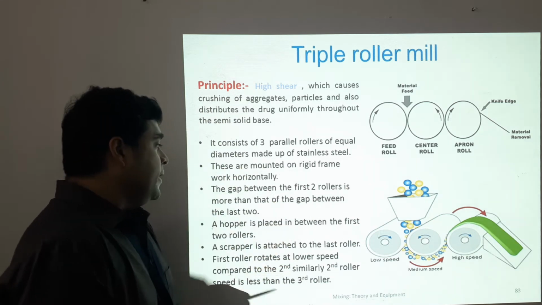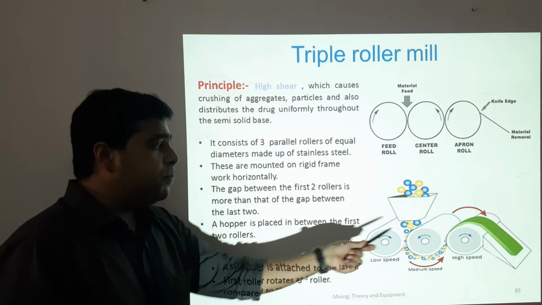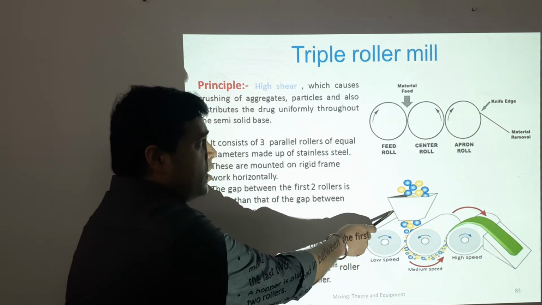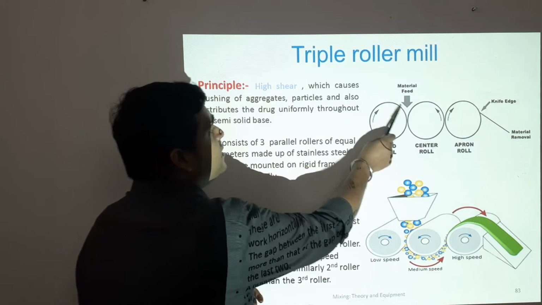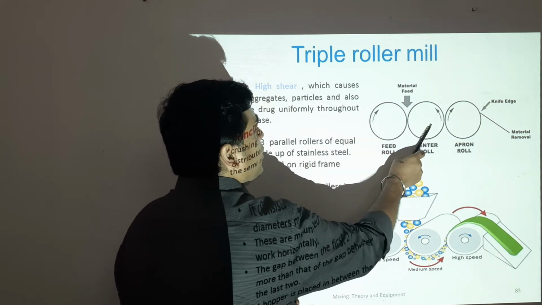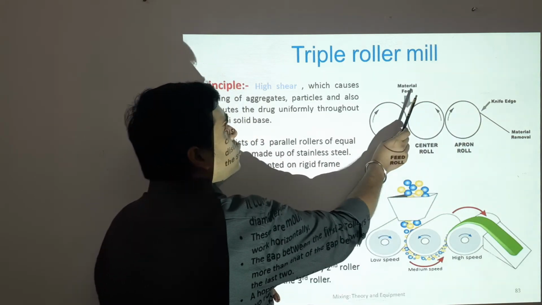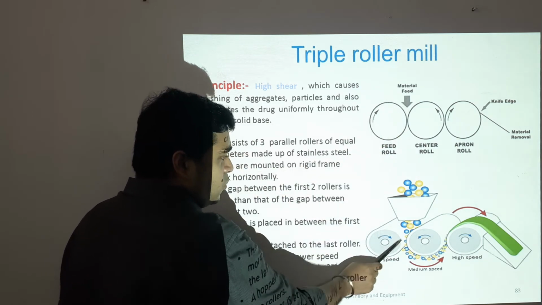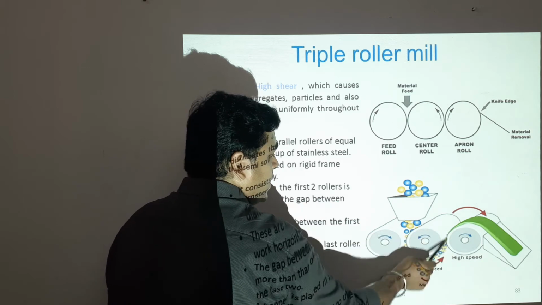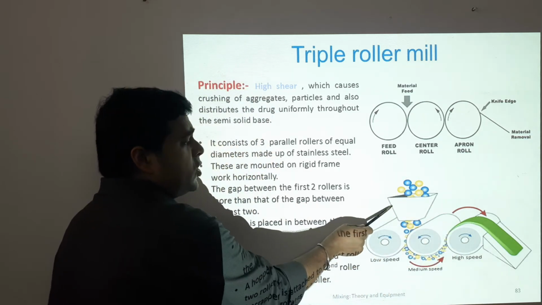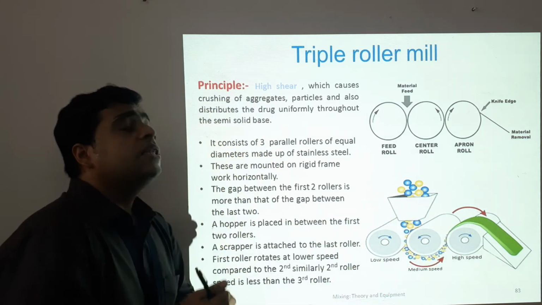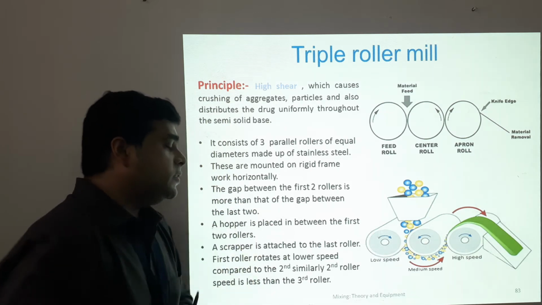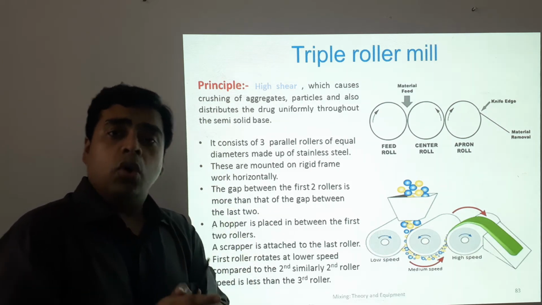Let's come to that. A hopper is placed in between the first 2 rollers. This is the hopper which is placed. That is, if this is the roller, this is the first roller, this is the second roller, and this is the third roller. So material feed will happen from this. So this is the first roller, this is the second one, and this is the third one. So see, this is the hopper, through which continuously the material feed is being inserted. So the hopper is placed in between the first 2 rollers.